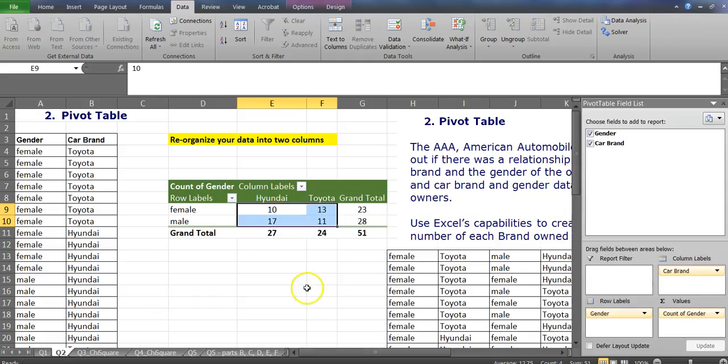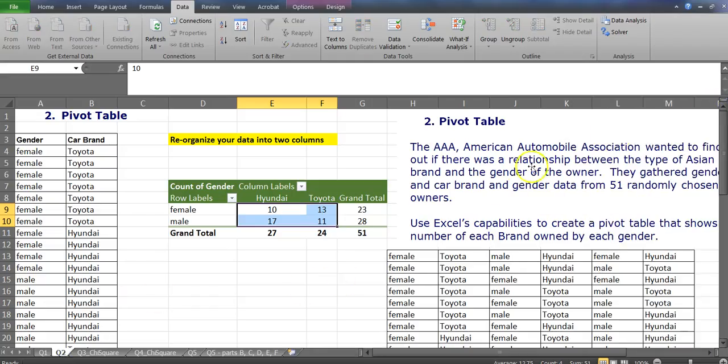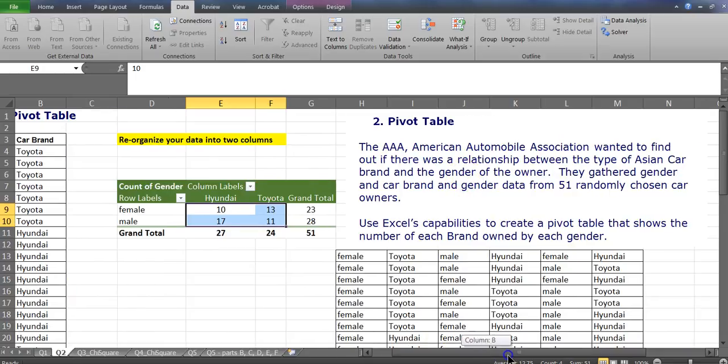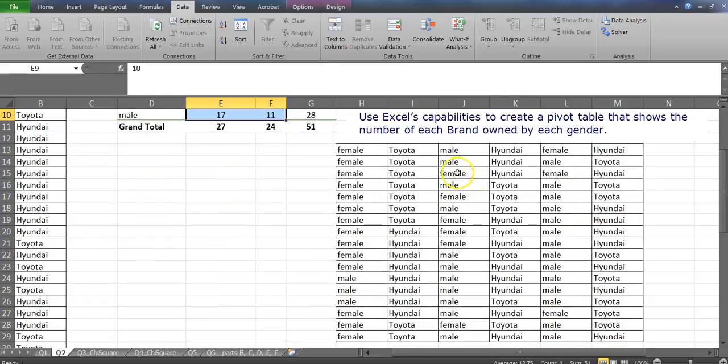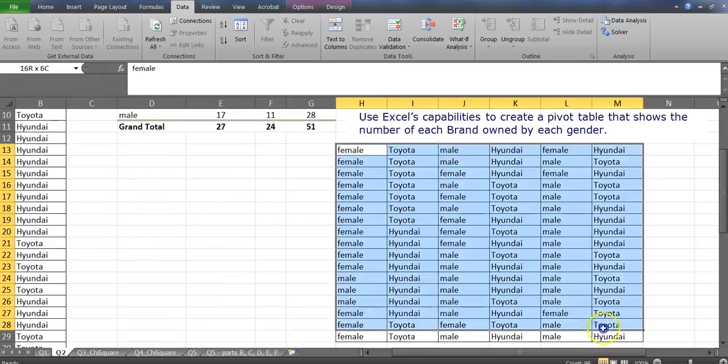Question number 2. Now, this question is asking you to make a pivot table. We've done this before in the past, but just to reiterate, this particular problem has the American Automobile Association wanting to know if there was a relationship between the type of Asian car brand and the gender of the owner. They gathered data from 51 randomly chosen car owners. And the data looks like this.